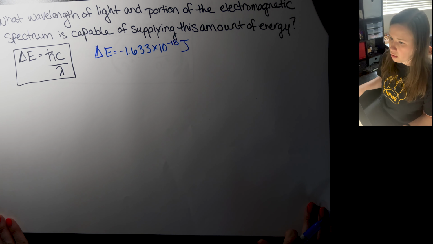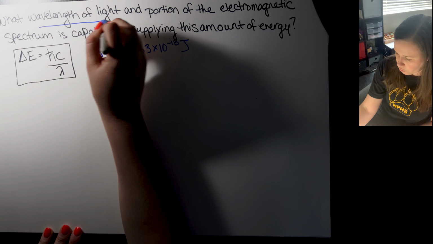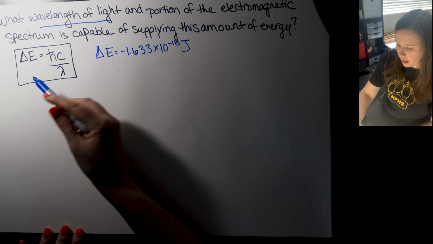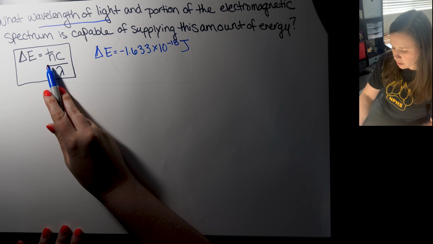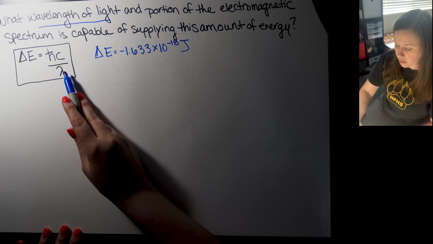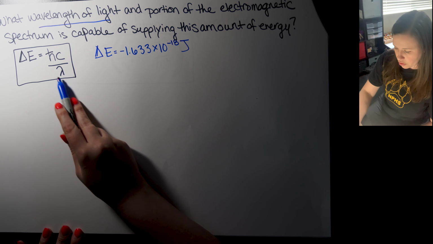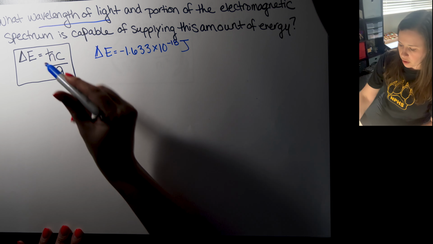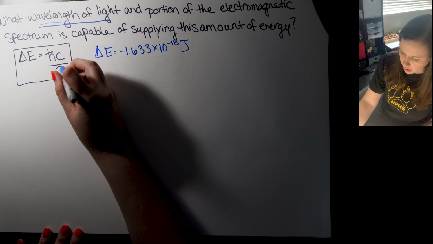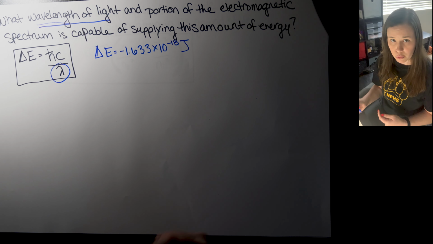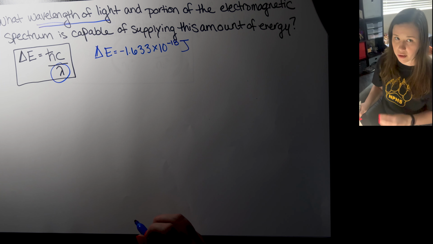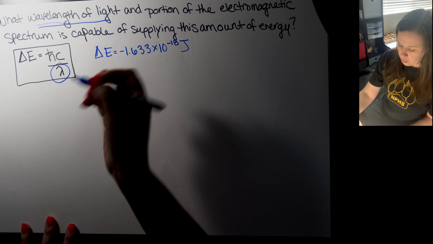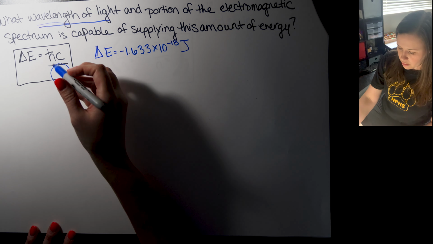So when I look at the change in energy formula for the photon of light, the energy is going to be equal to Planck's constant times the speed of light over lambda, which stands for the wavelength of light. So if I'm searching for the wavelength of light, I'm going to algebraically rearrange the formula so that that's what I'm solving for. You can also treat it as solving for x.